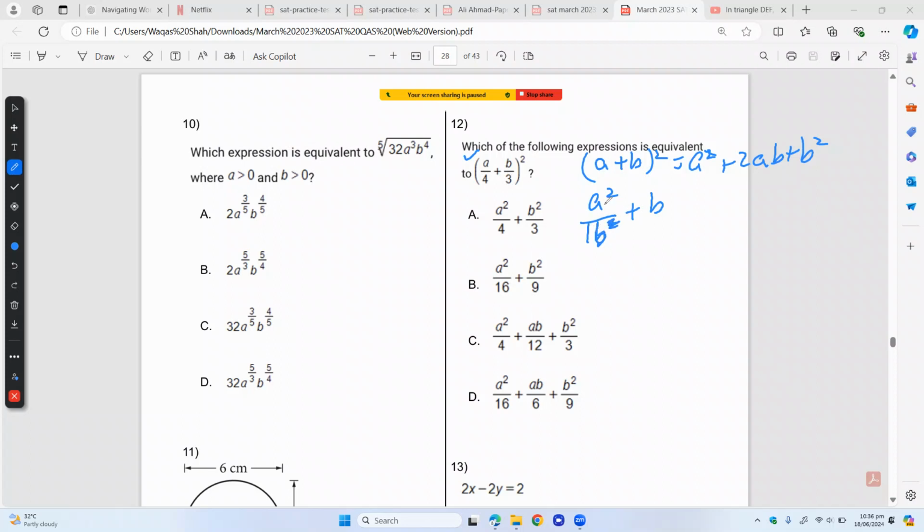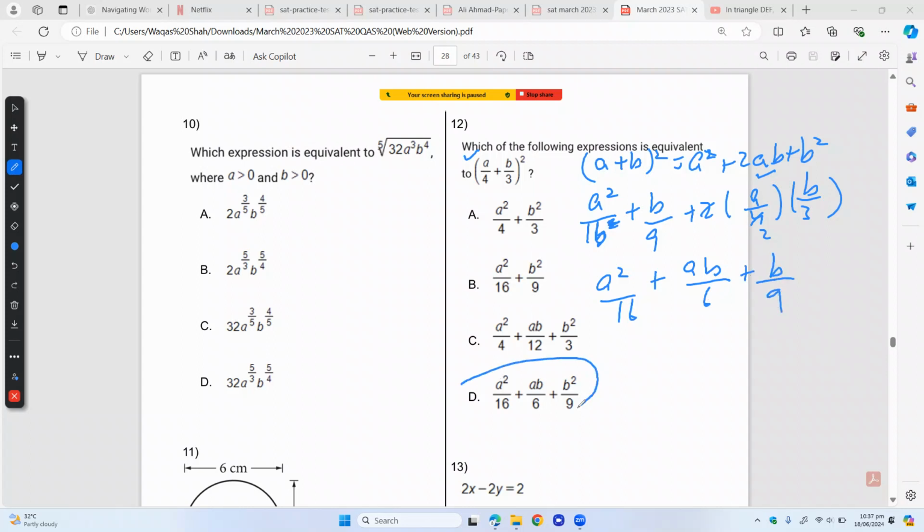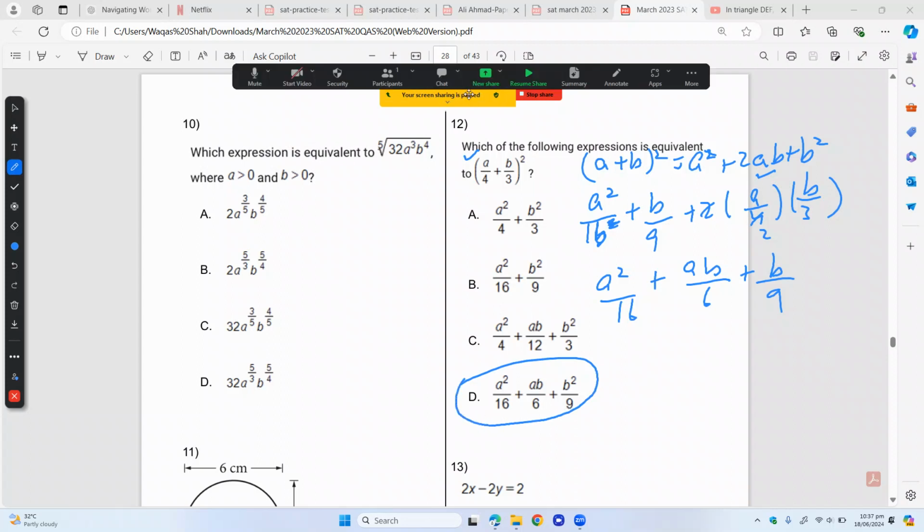The square is already applied on 4, so it's 16. Then it will be b by 9, and then 2 times a by 4 and b by 3. So it's 2, and it will be a square by 16, and if we want to write this in descending order, the middle term will be ab by 6 and then b by 9. So option D is the correct answer.